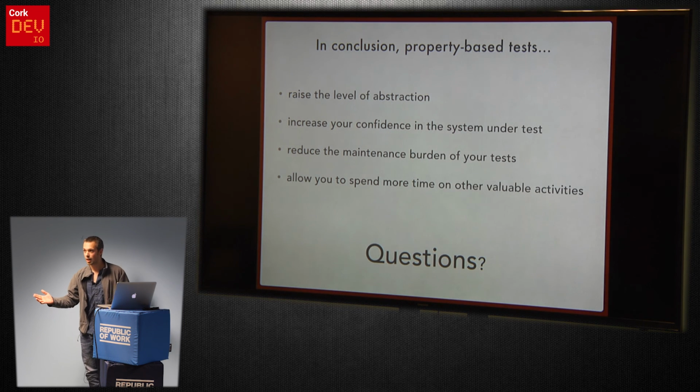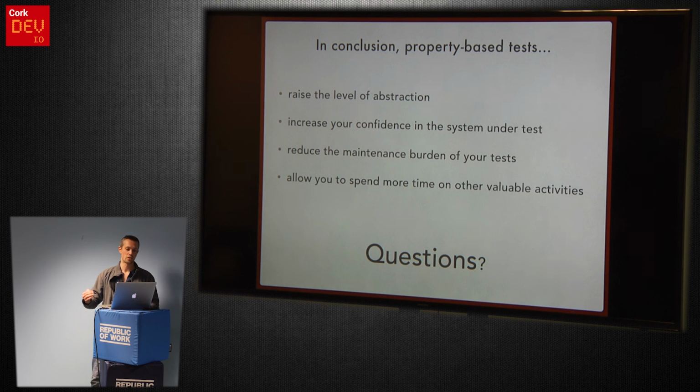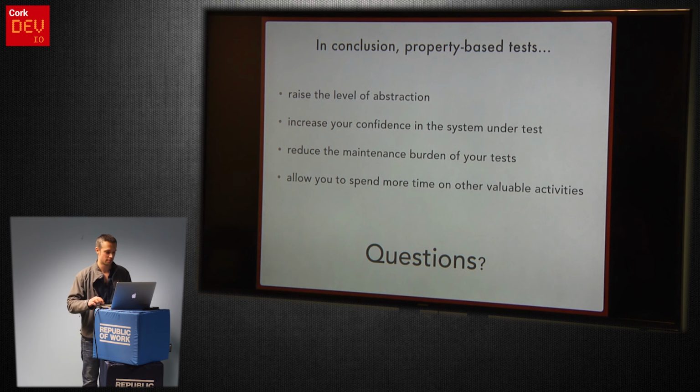So in conclusion, properties are great. They raise the level of abstraction. They increase your confidence in the system and the test. They reduce the maintenance. And they give you more time to focus on what really matters. You don't want to be editing test data. You want to think about your system. Maybe you want to do some exploratory testing. Maybe you want to develop a new feature. But all the tedium that comes with testing based on examples goes away and frees you to do the interesting stuff. So on that, it's probably best if I take questions over pizza.